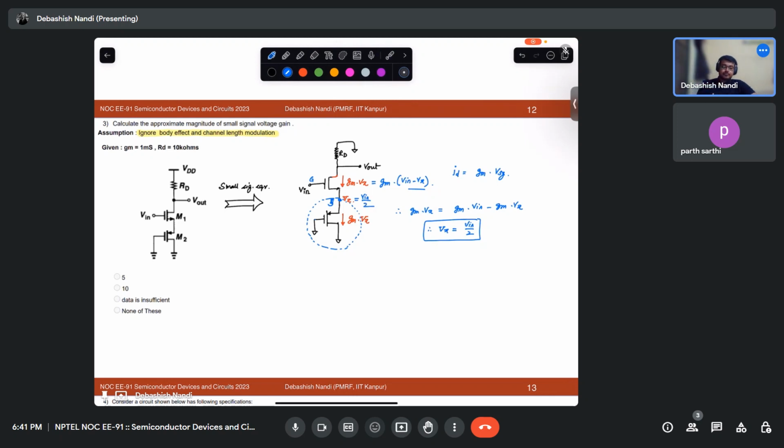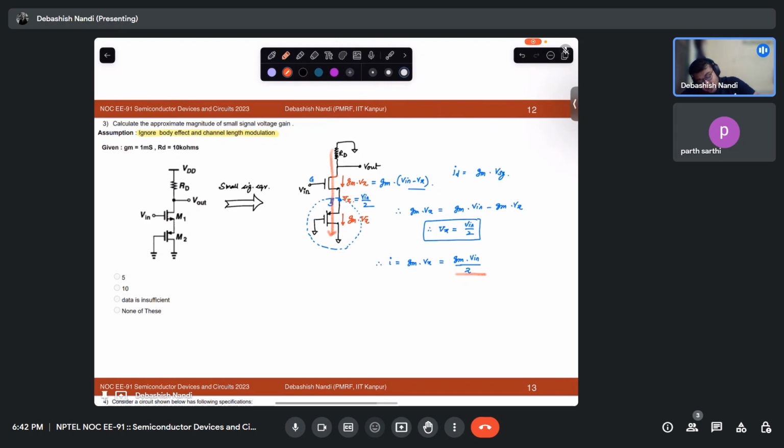Is that okay? Yes, sir. If gm is Vin by 2, so what is the current flowing? I is equal to gm times Vx, that is gm times Vin over 2, right? Only one current will be flowing because it is a series combination, right? This current is gm times Vin over 2.